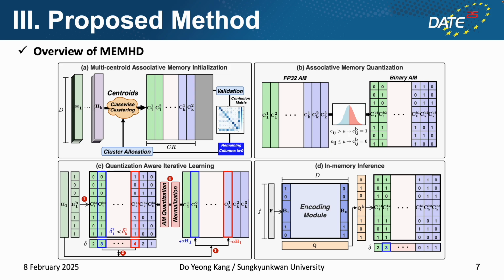Considering IMC characteristics, we employ random projection encoding and dissimilarity-based associative search method, ensuring all operations can be performed using only MVM operations.